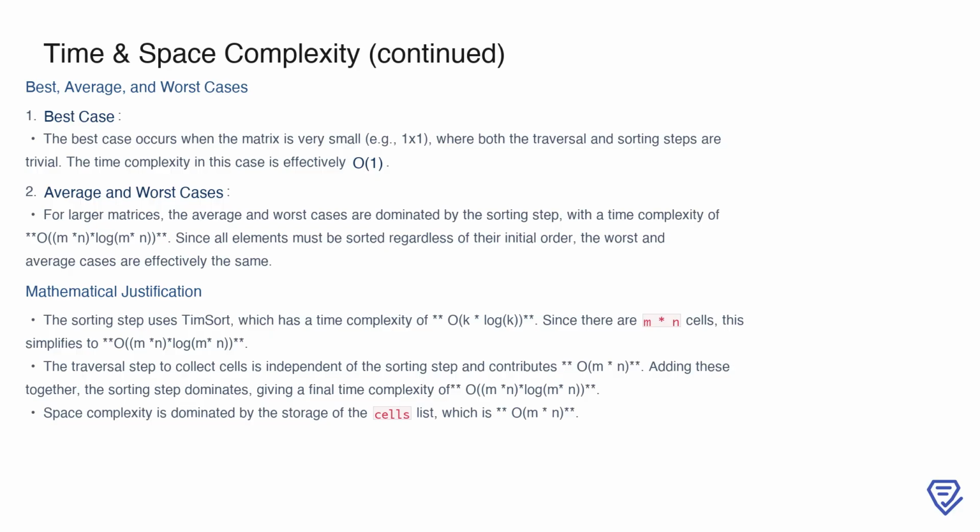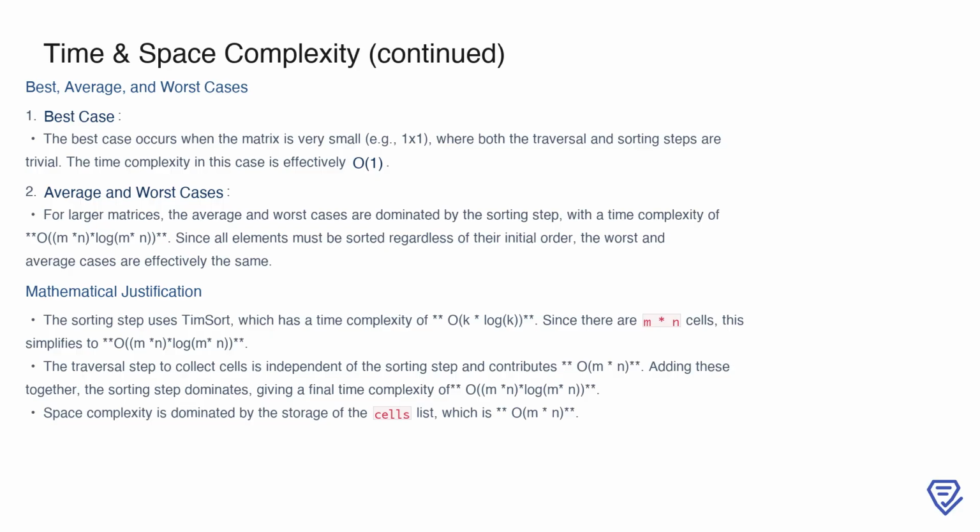Now, let's consider the best, average, and worst-case scenarios for this solution. In the best case, where the matrix is very small, such as a 1x1 matrix, both the traversal and sorting steps are trivial. Here, the time complexity simplifies to O(1), as there is minimal computation involved. For larger matrices, the average and worst cases are governed by the sorting step, which has a time complexity of O(m * n * log(m * n)). Since all elements must be sorted irrespective of their initial arrangement, the average and worst cases have the same computational cost.